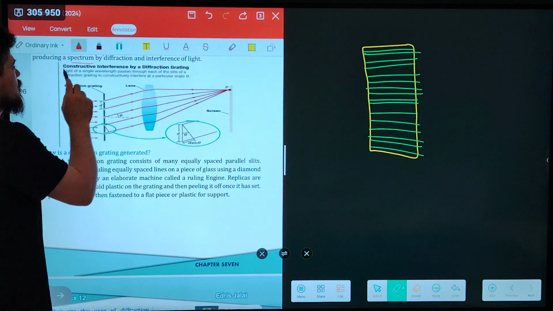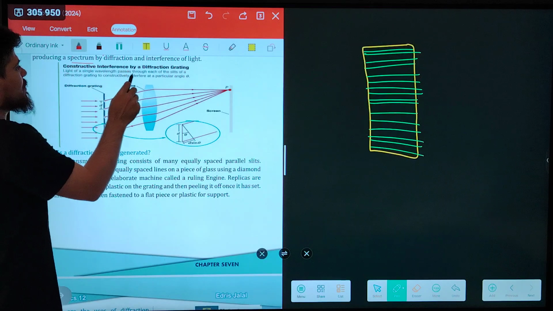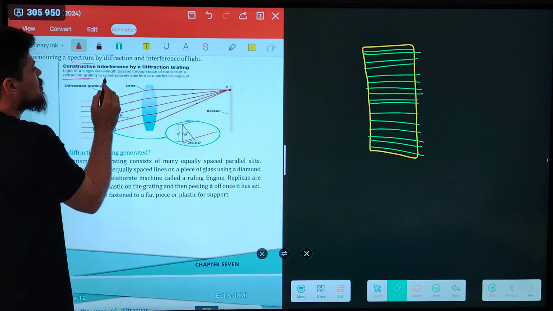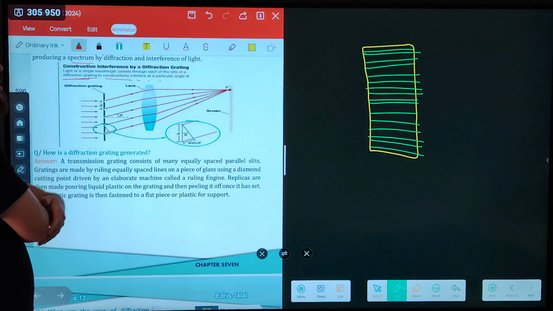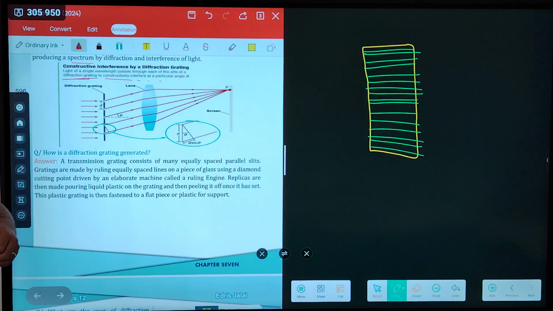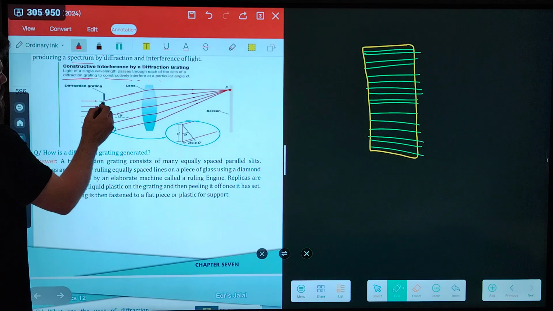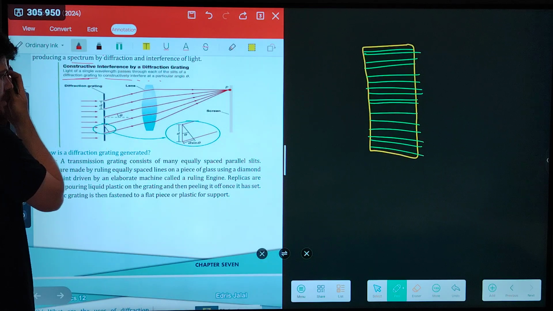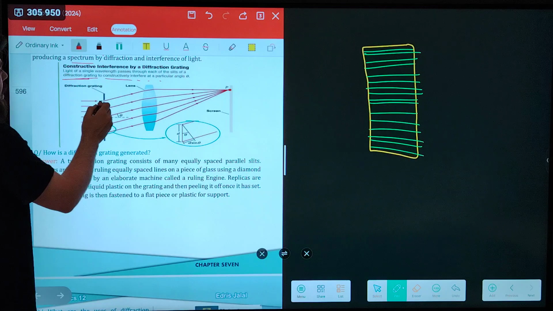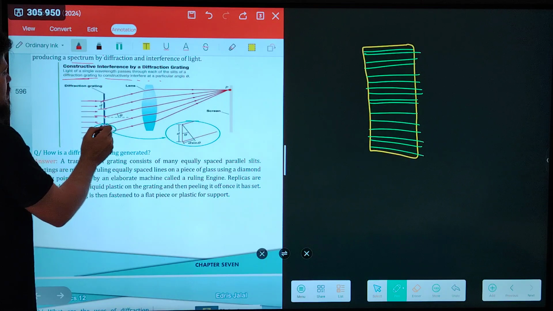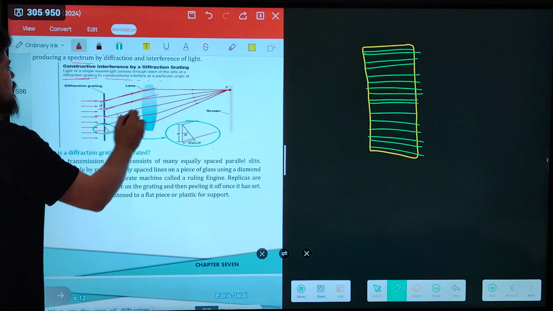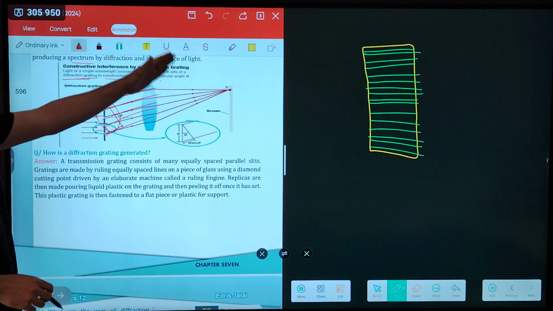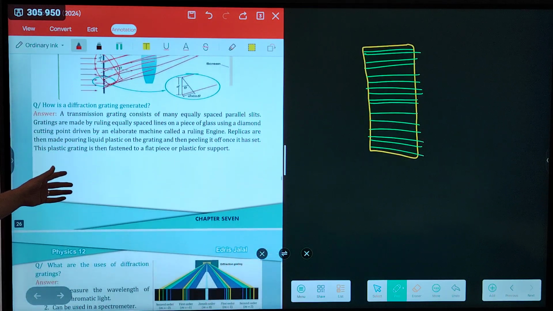Constructive interference by a diffraction grating. Light of a single wavelength passes through each of the slits of a diffraction grating to constructively interfere at a particular angle and destructively interfere at a particular angle. Assume that these are the ruled lines. When the light passes through each slit, what happens to the light? The light is diffracted. So in this diffraction, because of the path difference, dark fringes and bright fringes occur on the screen.